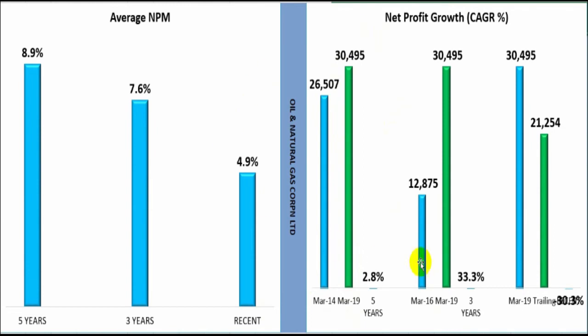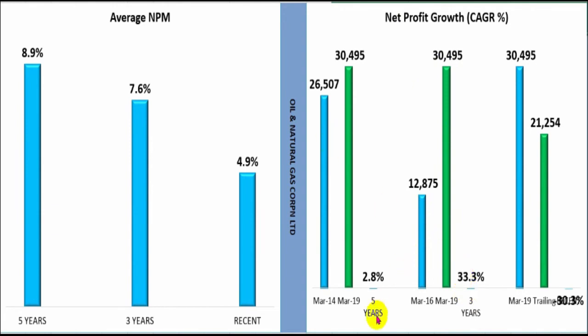In all this analysis, I have considered all extraordinary incomes and gains also in calculating the net profit margin and other ratios of profitability. In the last 3 years, we saw that the profits have grown from 12,000 to 30,000 crores. That's a 33% growth rate.